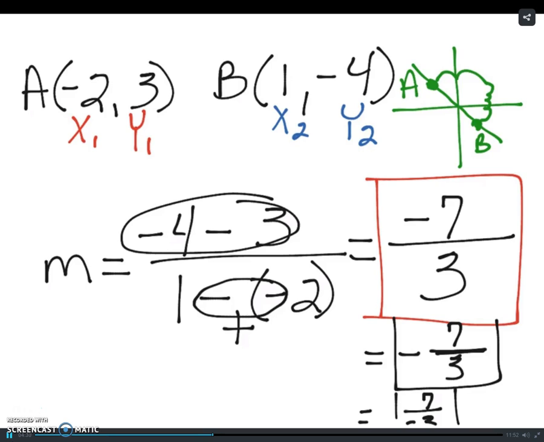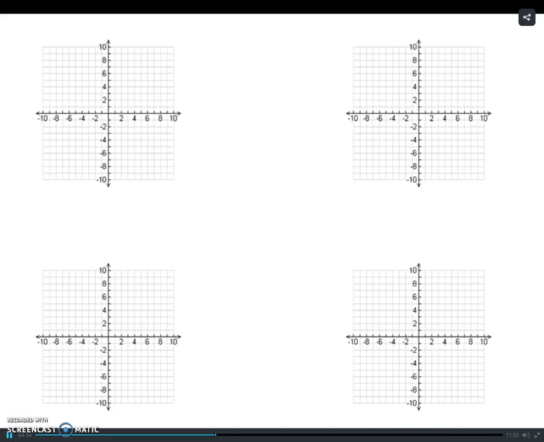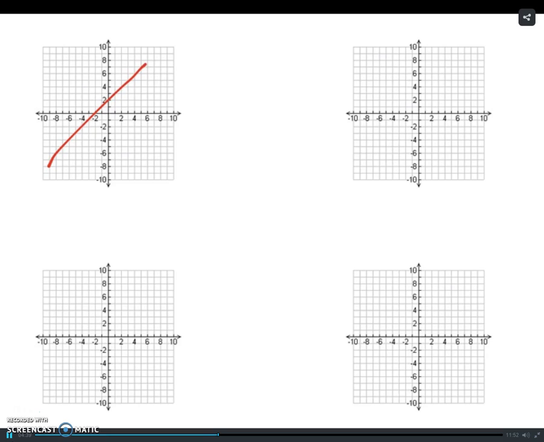Okay. So next we're going to look at the types of slope, and there are 4 types of slope. Our first slope will look like this. And you're going to notice that if I were to choose 2 points and I were to count my rise over run, both of those numbers would be positive numbers. So this slope is going to be a positive slope.